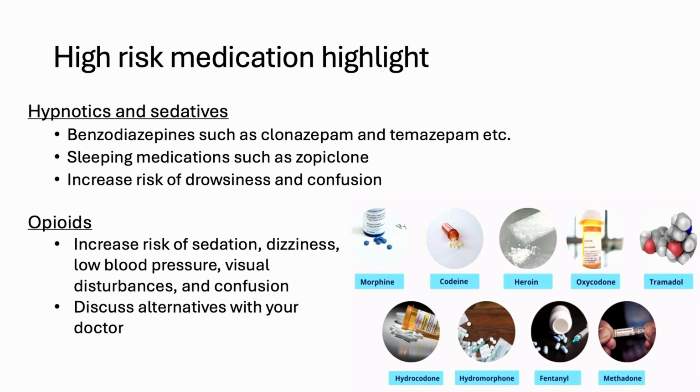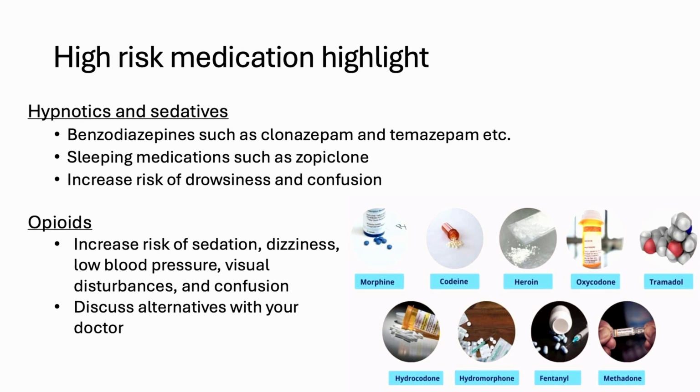And the second class of medications that I just wanted to highlight is the class of opioids. These are often used for pain relief, and can be used for other things like shortness of breath symptoms, but they can increase your risk of sedation, drowsiness and dizziness, and they can lower your blood pressure, where you might feel lightheaded, or cause vision changes or confusion. That would be where I would propose potentially talking to your healthcare provider about alternatives. And again, you can talk to the pharmacist about that too.